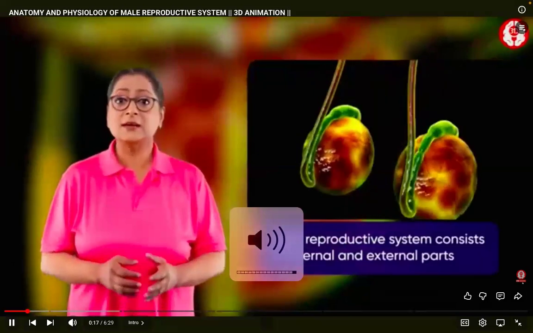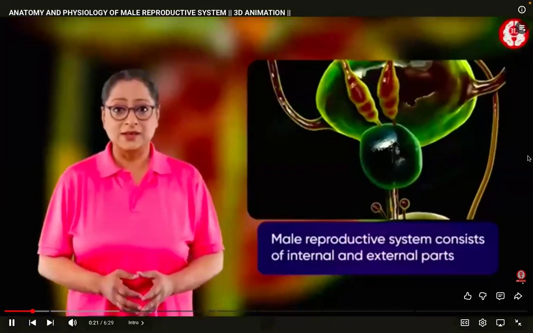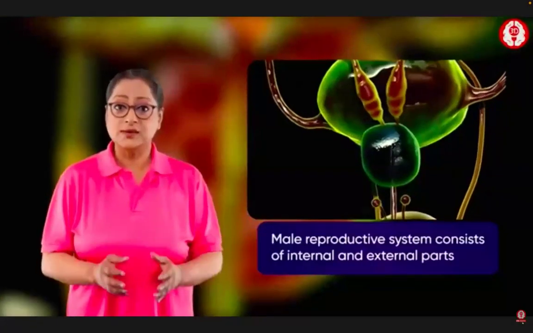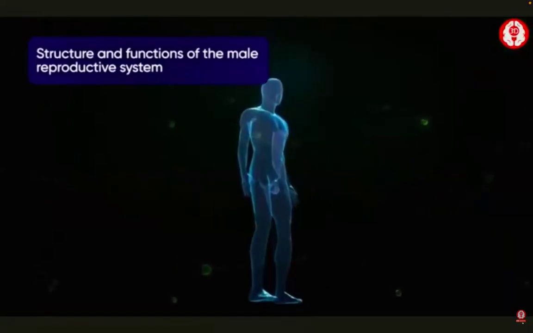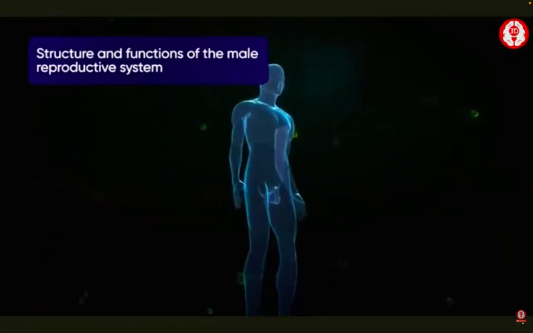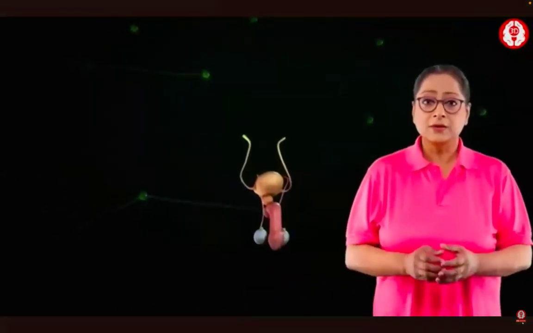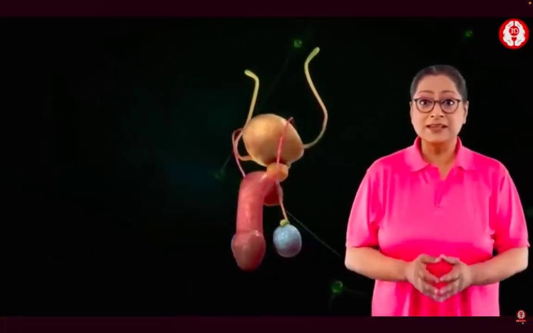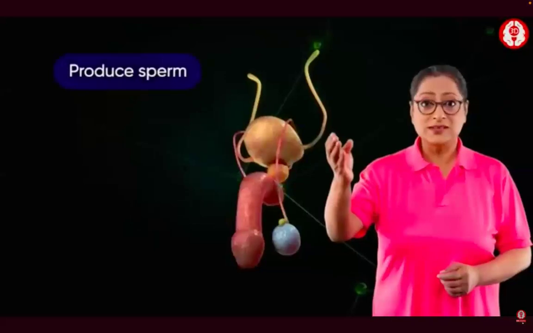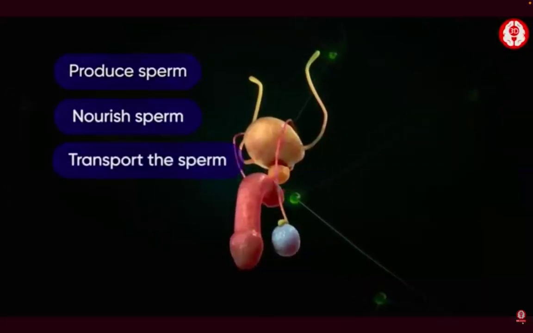Male genitalia comprises both external and internal elements, each with its own structure and function. Objective: to study the detailed structure and functions of the male reproductive system. In human beings, the male reproductive system is unique and is specifically designed to produce, nourish, and transport sperm.